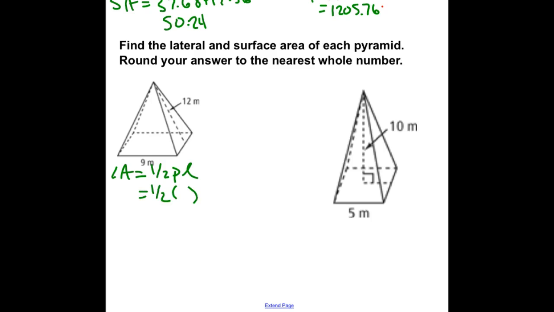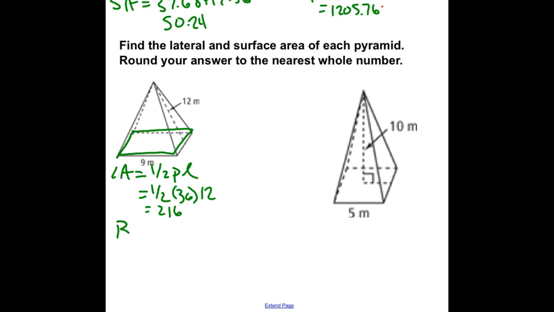Perimeter of the base, well the base is 9 by 9 by 9 by 9. You can assume it's a square if they only give you one measurement, and it's got 4 sides like that. So really, I added 9 four times, that's the same as 36, times the slant height 12. Multiply those together, and I get the lateral area to be 216.